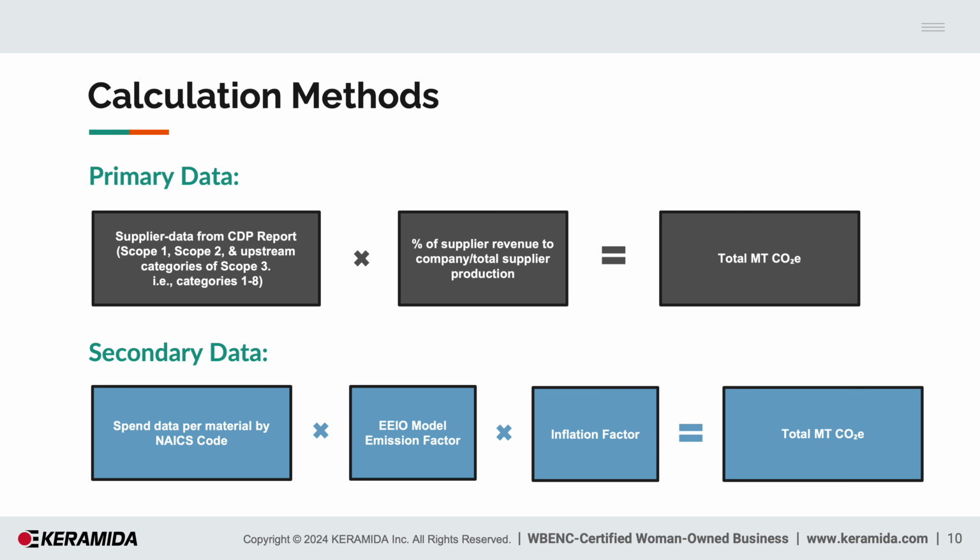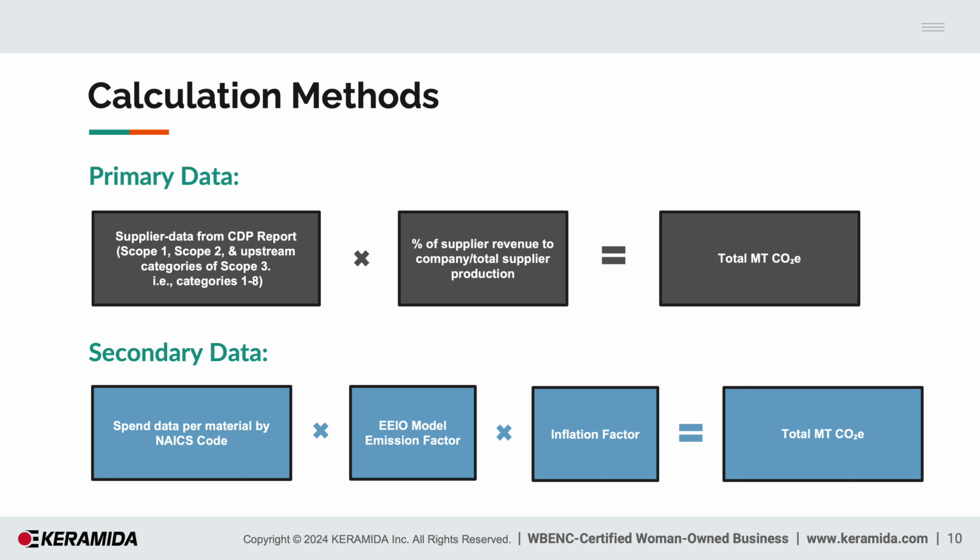So you're able to take your suppliers' Scope 1 and 2, and any of their relevant Scope 3 categories that may be material that they have publicly reported, and you can multiply that by the percentage of the supplier's revenue to the company by the total supplier production. That's an allocation method to come up with a total metric tons of carbon dioxide equivalent emissions. So that's one example of an approach that you could use with publicly available data from your suppliers.